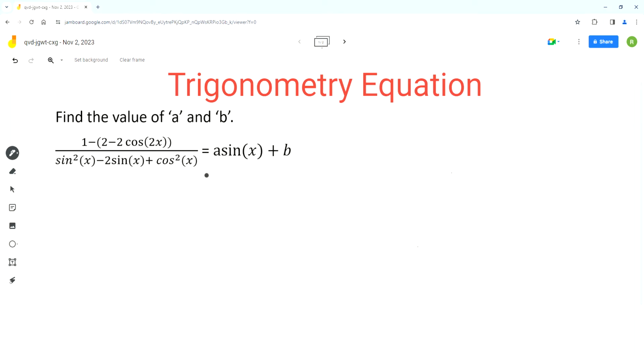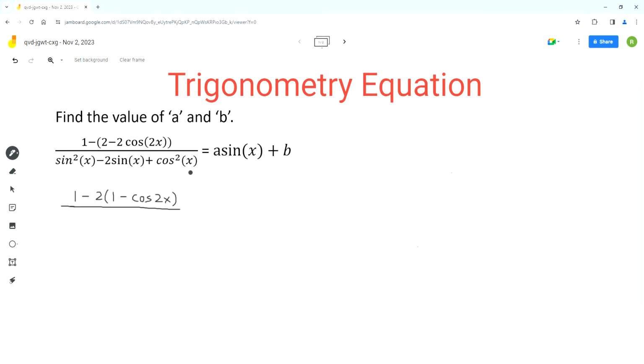So we can start with the numerator. Now as we can see in the numerator, in the parentheses, they have two terms, 2 minus 2 cos of 2x. So the first step here is to factor out or do common factoring. In the parentheses, we can factor out a 2 and we are left with 1 minus cos of 2x and close the parentheses. Over in the denominator we have a sine square x and then minus 2 sine x plus cos square x.